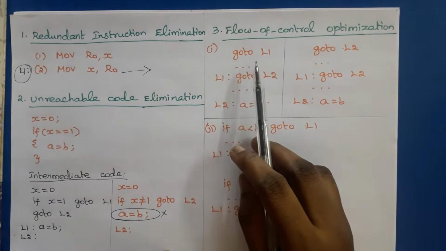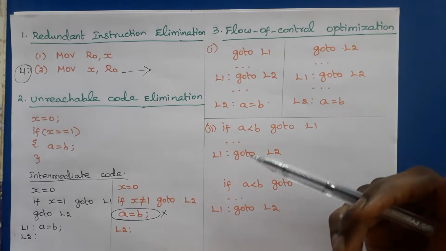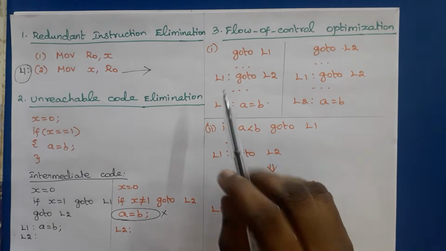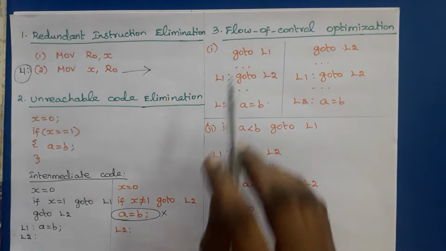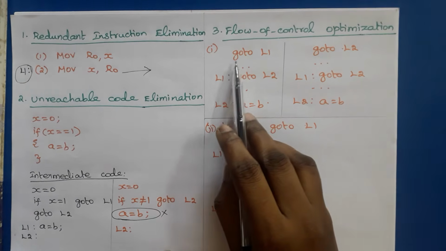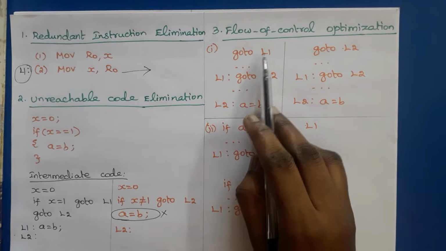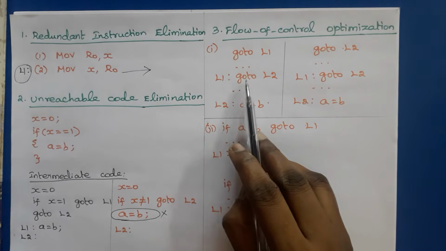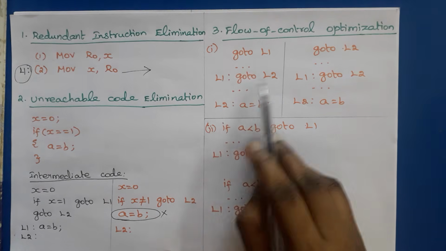Intermediate code normally generates jumps to jumps or conditional jumps to jumps, etc. So this type of unnecessary jumps must be eliminated with the help of peephole optimization. In the first example, we can see go to L1, so a jump is performed to L1. In L1, again one more jump statement is there, go to L2.